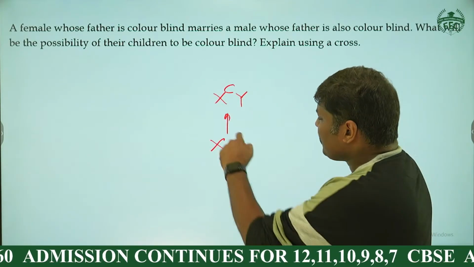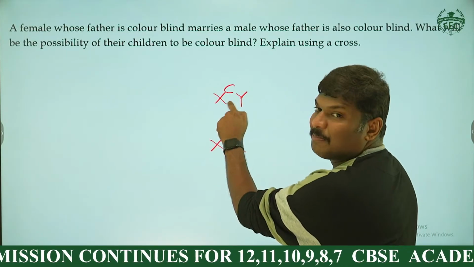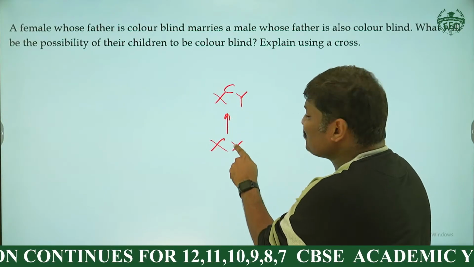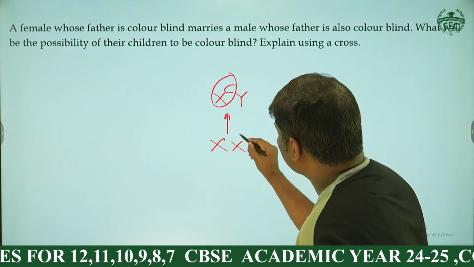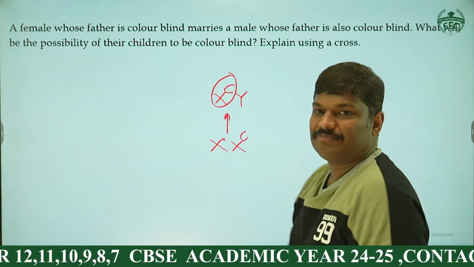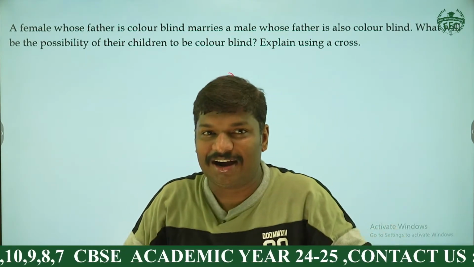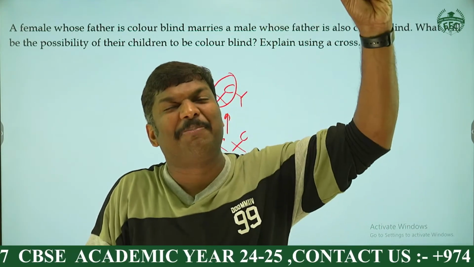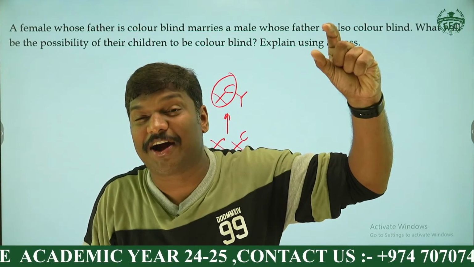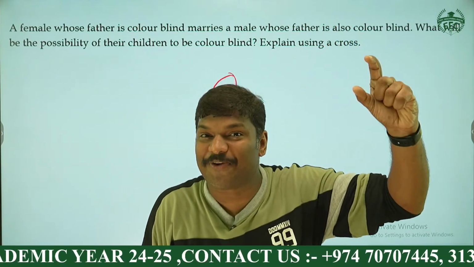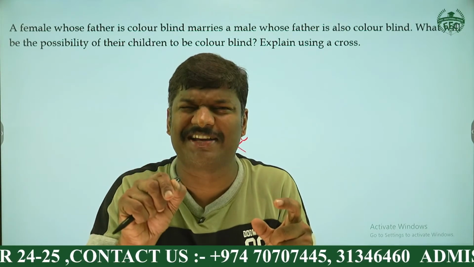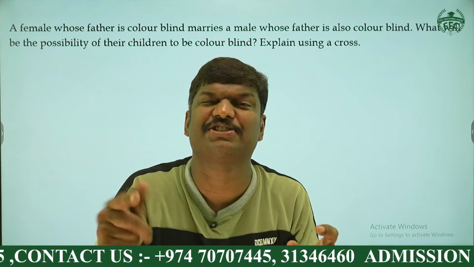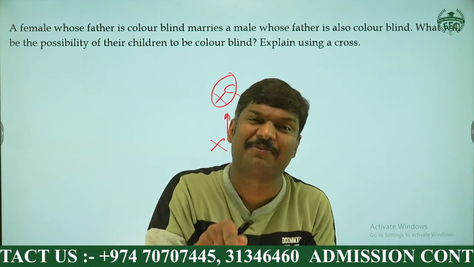So if her father is colorblind, you know that the Y is not given to her daughter, right? So only X is given, which means one X is XC. So a girl having a colorblind father, colorblind father means what? XCY, right? Here C stands for color blindness. If it is hemophilia, it is called XHY.